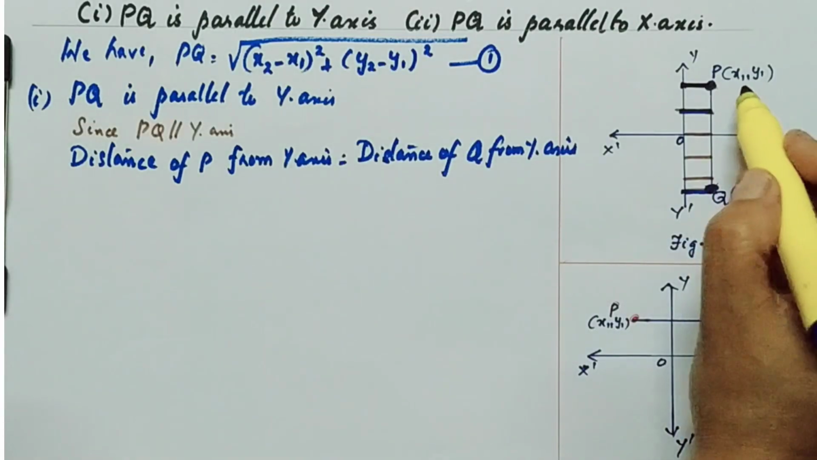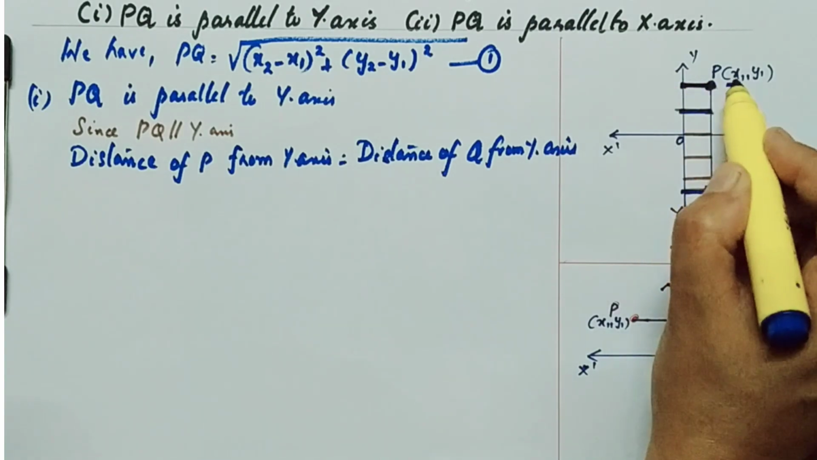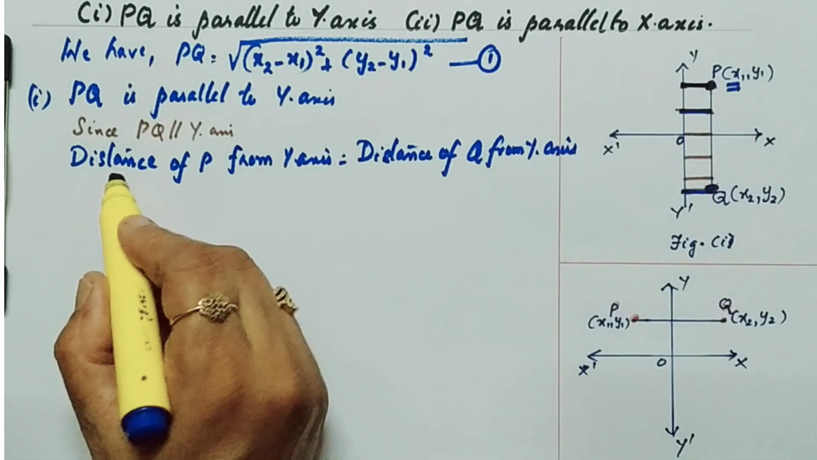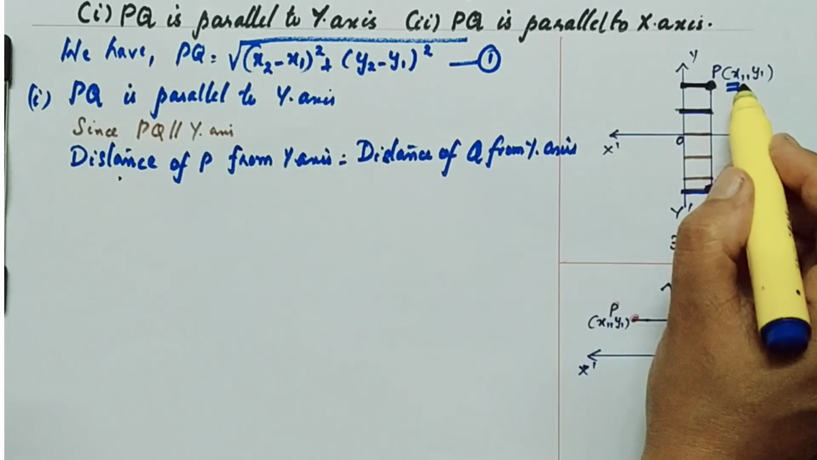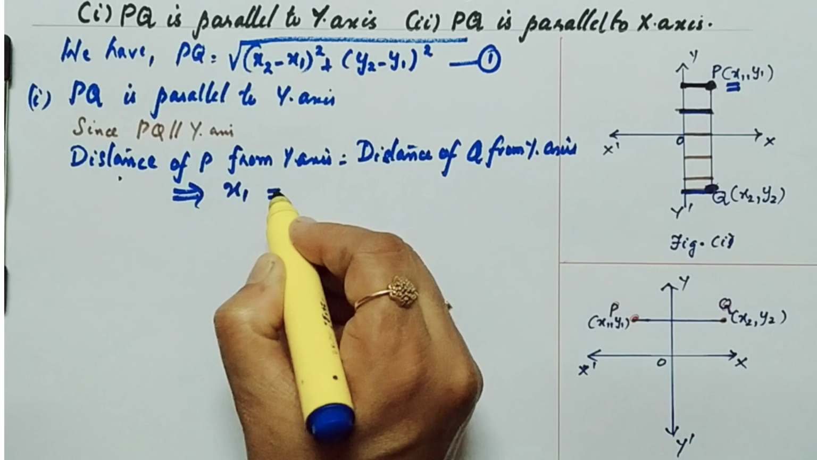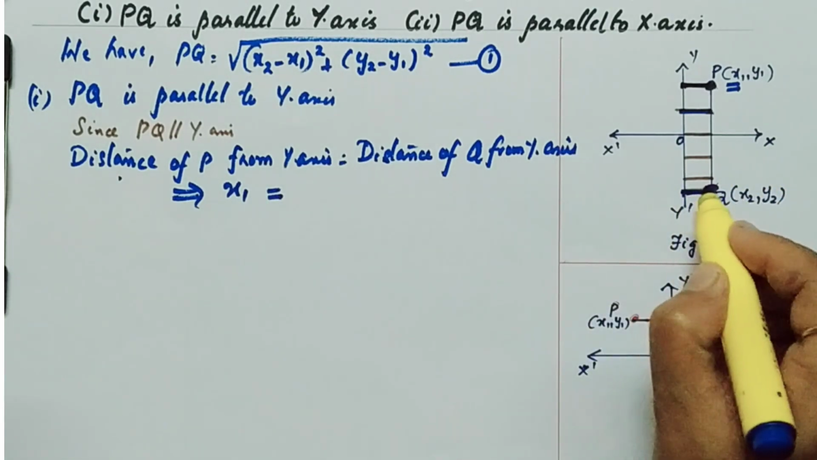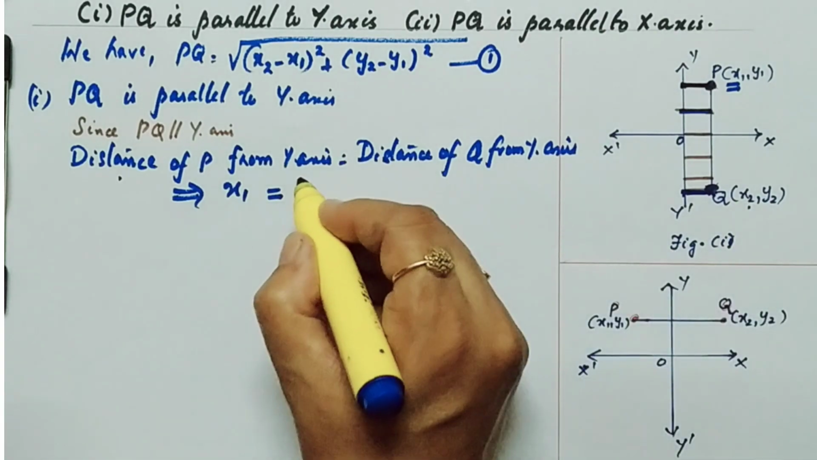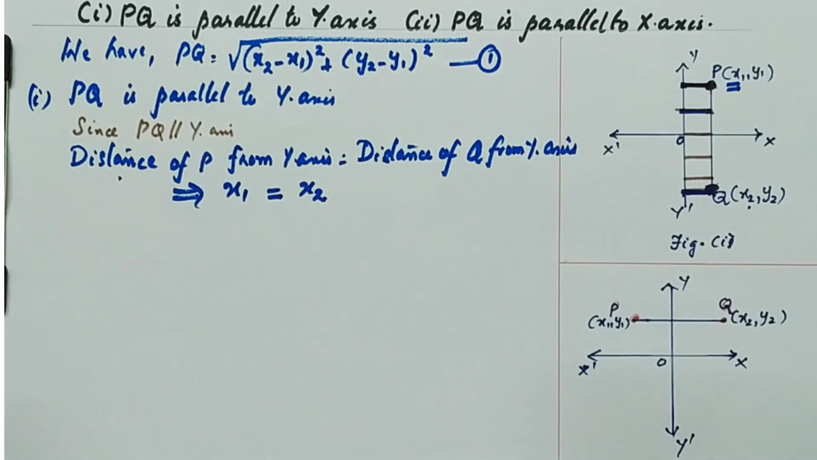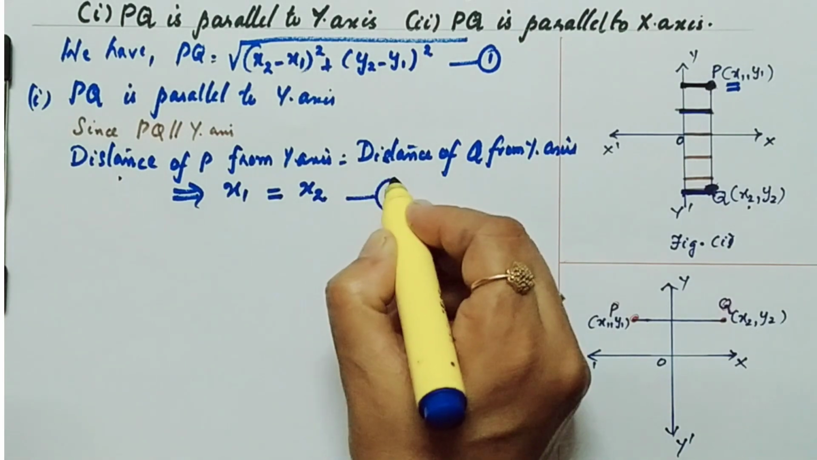But you know that in a coordinate system, the distance of the point P from the y-axis is its x-coordinate. The distance of P from the y-axis is x1, which is equal to the distance of the point Q from the y-axis. This distance is x2. So x1 equals x2. Take this as equation number 2.